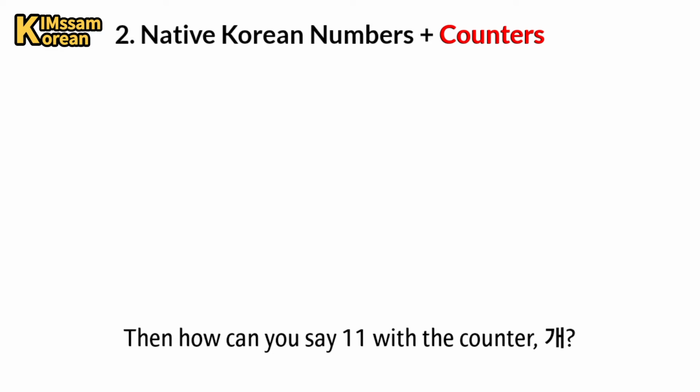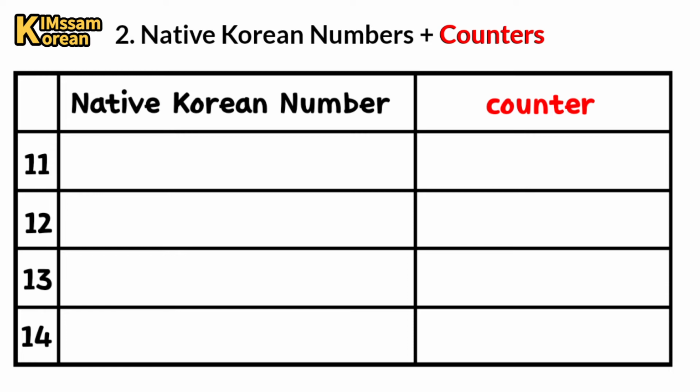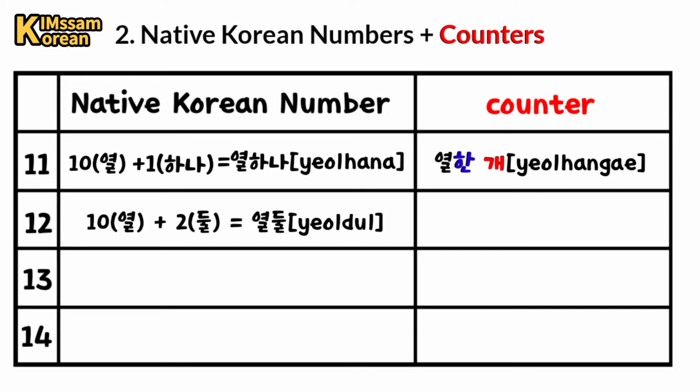Then how can you say 11 with a counter 개? First, we have to know how to say 11 in a native Korean number. What is 10? It's 열. And 1 is 하나. So 11 in a native Korean number is 열하나. And with a counter 개, it's 열한 개. How about 12 in a native Korean number? It's 열둘. With a counter 개, it's 열두 개.